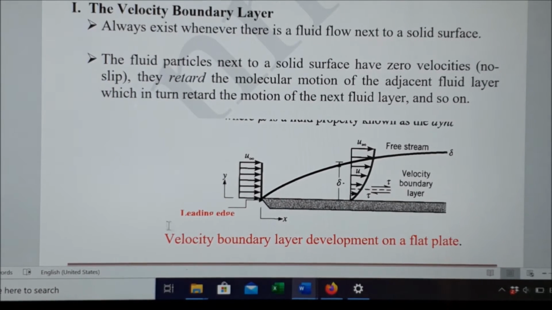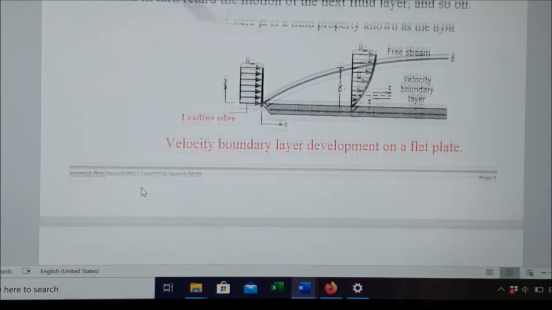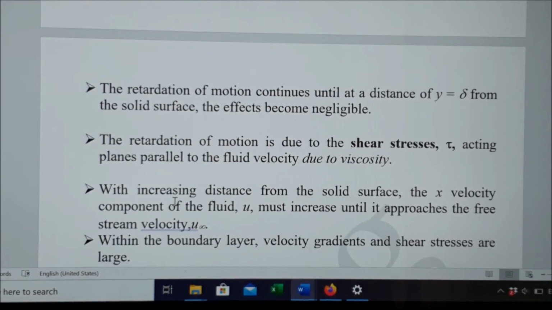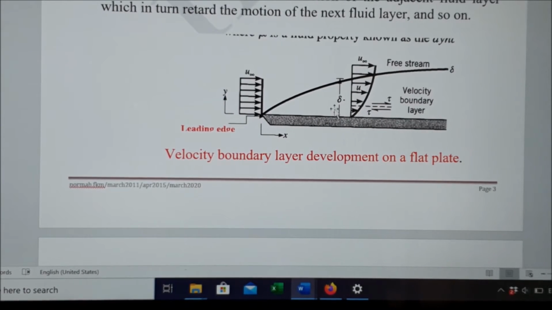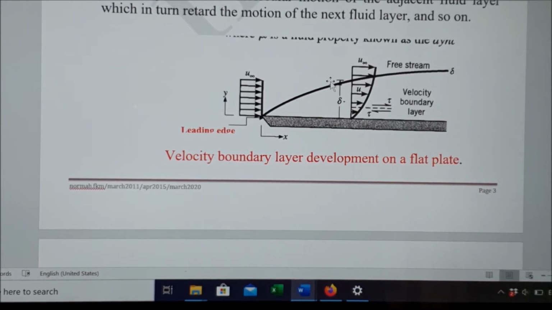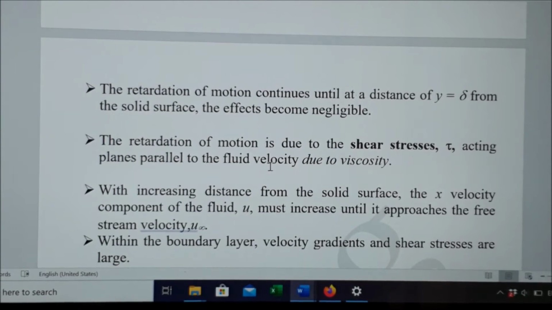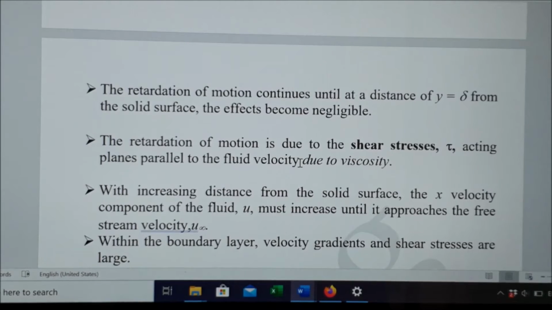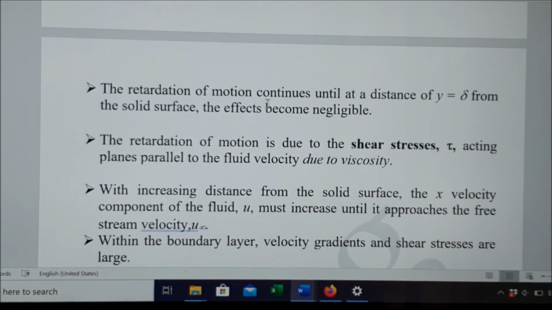We have a leading edge, and the direction of x is here. This is the thickness of the boundary layer. The retardation of motion continues until, at a distance of y equal to delta from the solid surface, the effects become negligible. So this is delta. The effects of viscosity become negligible with y, and the velocity reaches the free stream velocity. The retardation of motion is due to the shear stresses acting on planes parallel to the fluid velocity, due to viscosity. You have learned that in your fluids class.